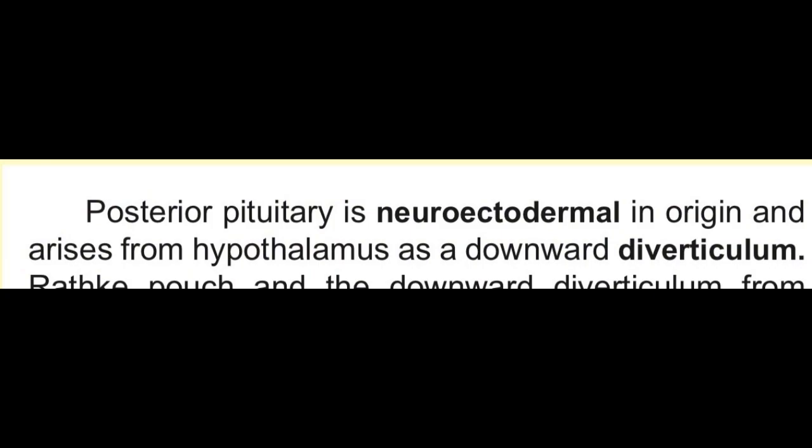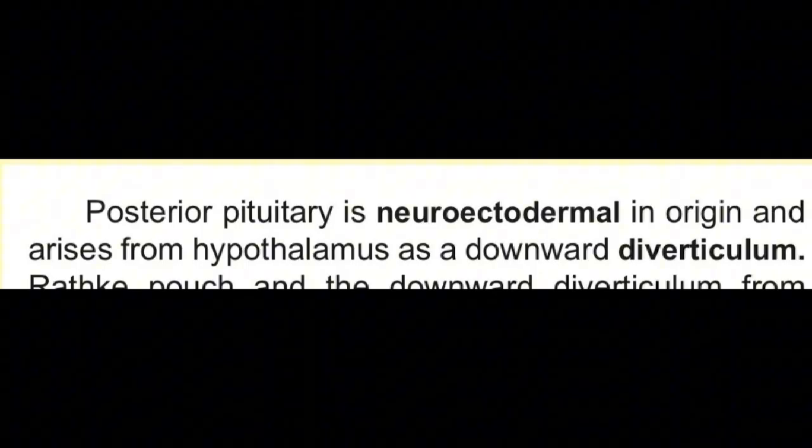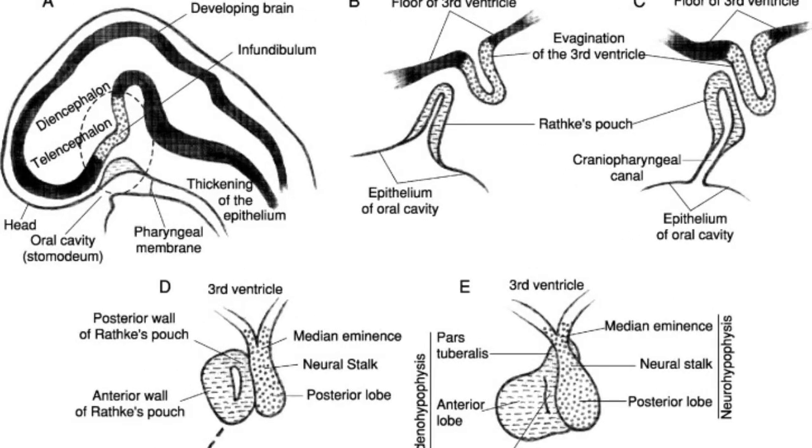Now, the posterior pituitary gland is neuroectodermal. So if it's neuroectodermal, it arises from the hypothalamus as a downward diverticulum. Naturally, the diencephalon forms the thalamus, hypothalamus, epithalamus, and metathalamus. So when the diencephalon forms, directly from the hypothalamus there is an outgrowth, a diverticulum, which forms the posterior pituitary gland.